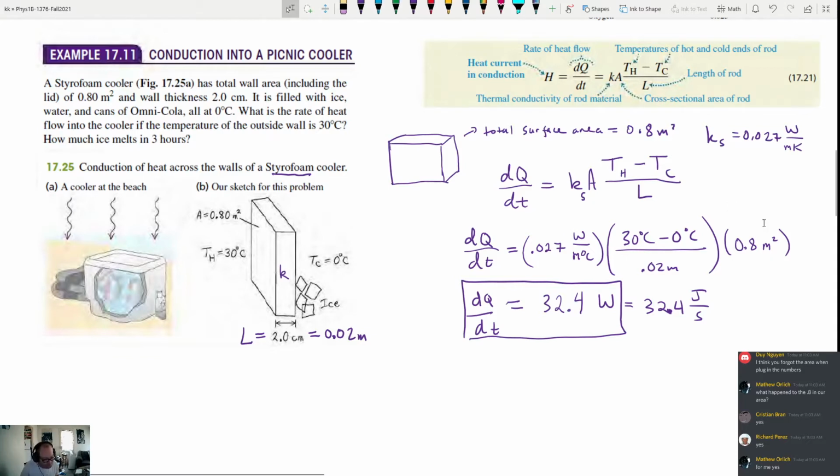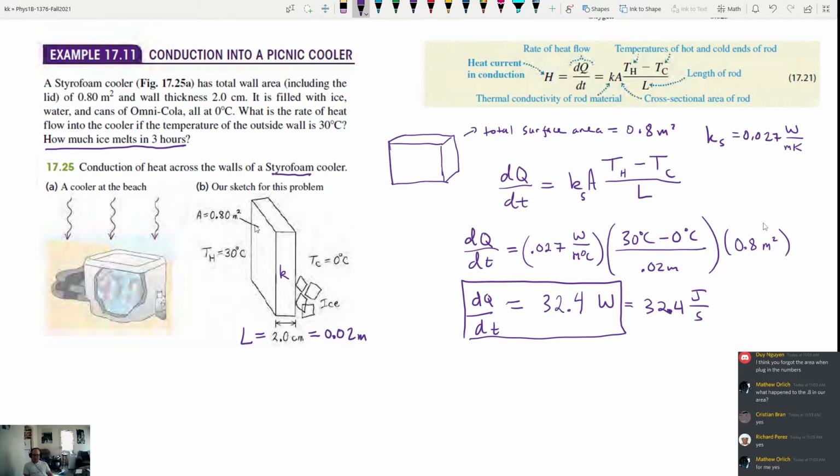These are the best kind of physics problems, and Physics 1B is full of stuff like this, which is really good. The next part of it is to find how much ice melts in 3 hours. To get a better understanding of how much heat is actually flowing into this, let's transfer into something we can understand, which is how much ice melts, because I don't know what 32.4 watts means, you know? Like, is that a lot? Is it a little? Are my sodas going to get really hot really fast here? I don't know.